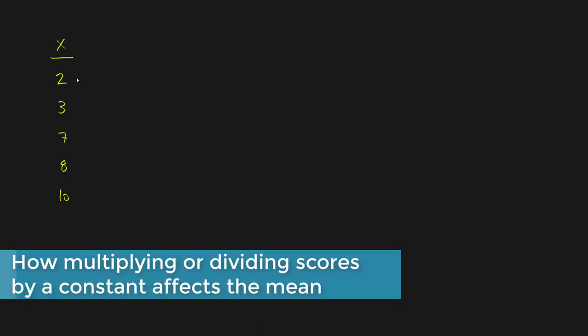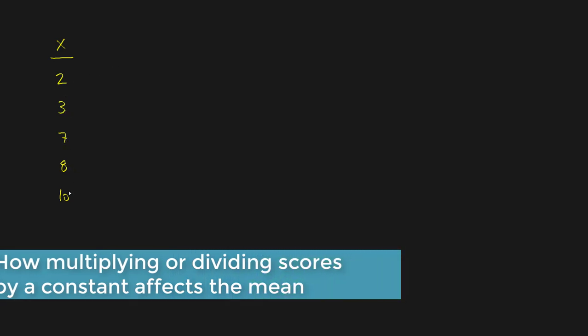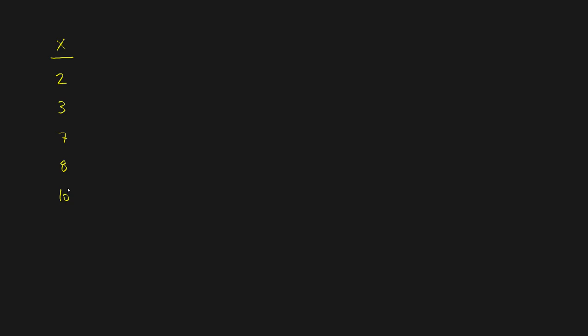It's possible that when working with your data, you may need to multiply or divide each of your scores by a constant. For example, let's imagine that you've administered a quiz to some students, and you've told them that for every right answer, you're going to give them $5. So the first person has got 2 questions answered correctly, and so they're going to get $10.